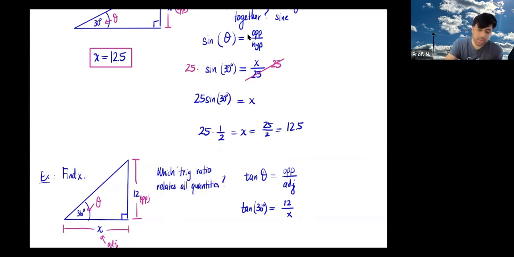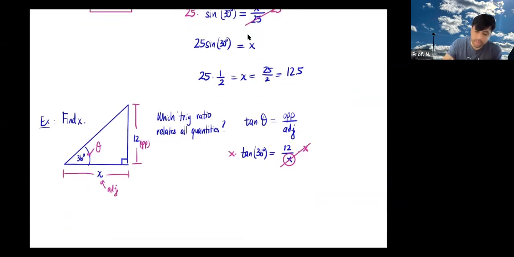And again, what is it that I'm looking for? I'm looking for x. The problem is x is now what? In the denominator. So why don't we multiply both sides by x? When we do that, the x's here are canceled out. I'm left with 12, and I'm left with x multiplied by tangent of 36 degrees.